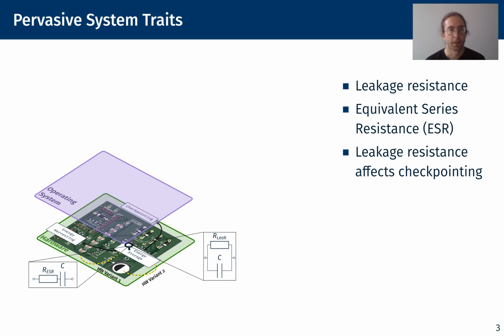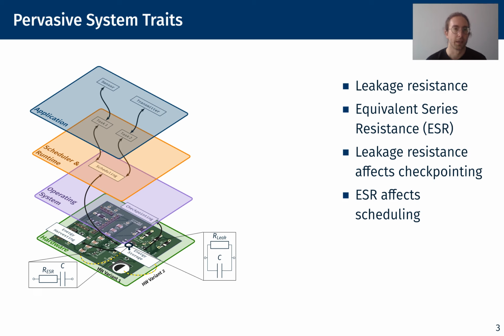ESR, on the other hand, affects the scheduling layer and the application layer. We have here two example tasks, task 1 and task 2, which use different devices, so put a different amount of load on the capacitor. Task 1 has a low load, while task 2 has a high load. Or, in other words, task 1 causes a low voltage drop, and task 2 causes a high ESR-related voltage drop.